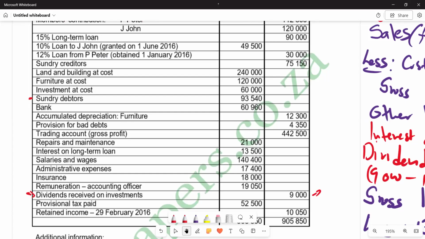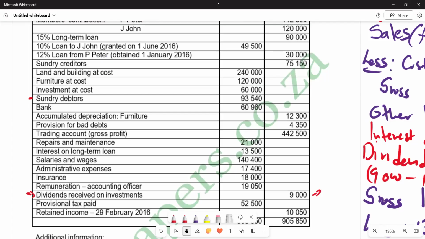So we are going to say 12% loan from Peter, obtained 1 January 2016. So we have got 30,000, and it was obtained on 1 January 2016. Remember, our year is starting 1 March 2016, so it was already after. It means we are going to charge interest for the whole year, the whole 12 months the loan was already there.